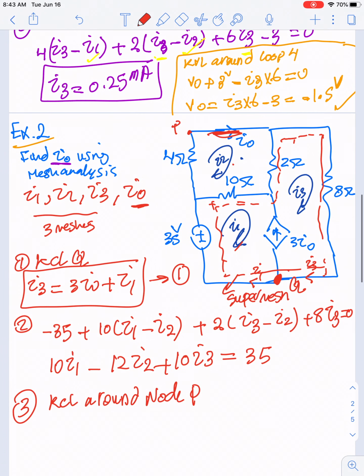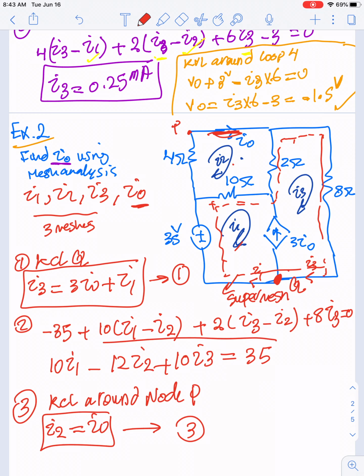We relate IO to I2 by doing KCL around P. So I2 is going into node P, so flow in, and IO is going out, so IO. So I2 is equal to IO. So this is the third equation, and this was the second equation.